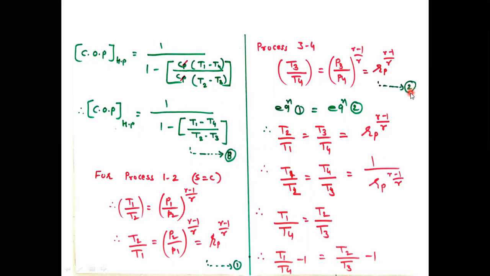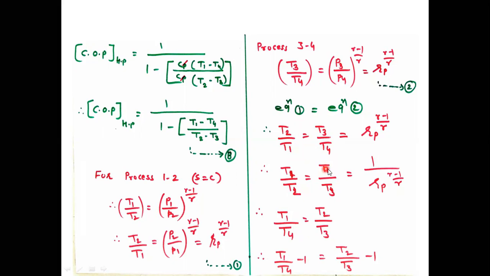Say equation 2. See the left hand side, right hand side of equation 2 and equation 1. Both are same. That is why equation 1 is equal to equation 2. That is why T2 divided by T1 is equal to T3 divided by T4 is equal to Rp raised to (gamma minus 1) upon gamma. Take reciprocal. So T1 divided by T2 is equal to T4 divided by T3 is equal to 1 upon Rp raised to (gamma minus 1) upon gamma.